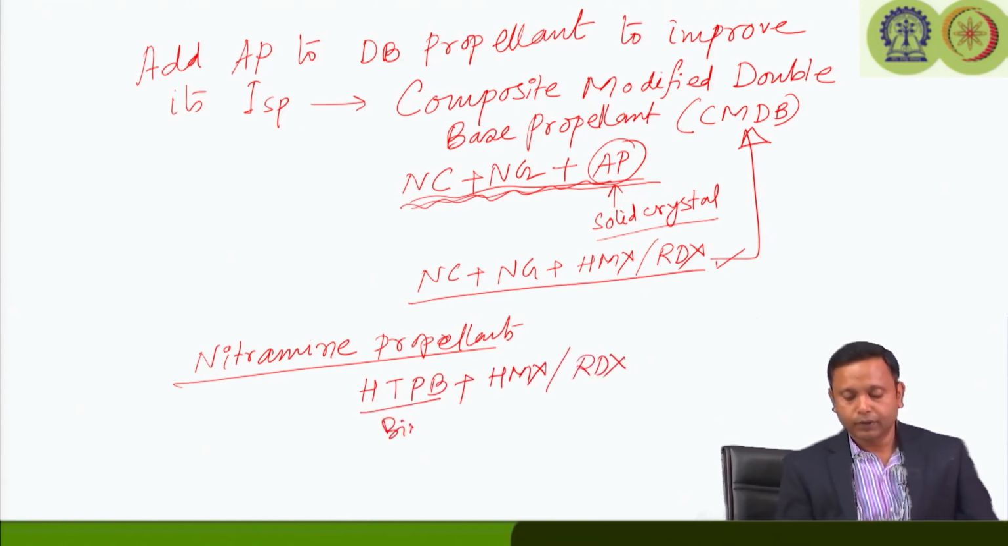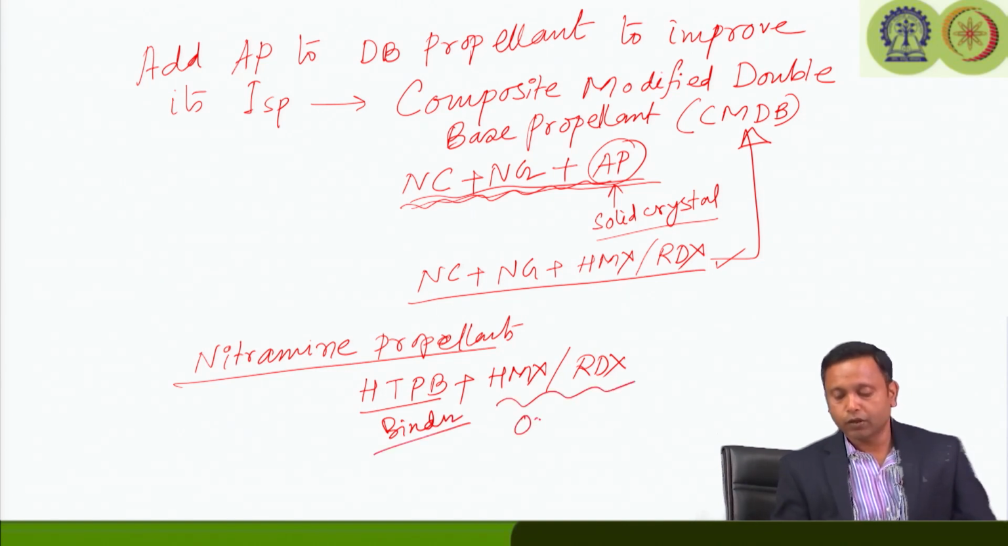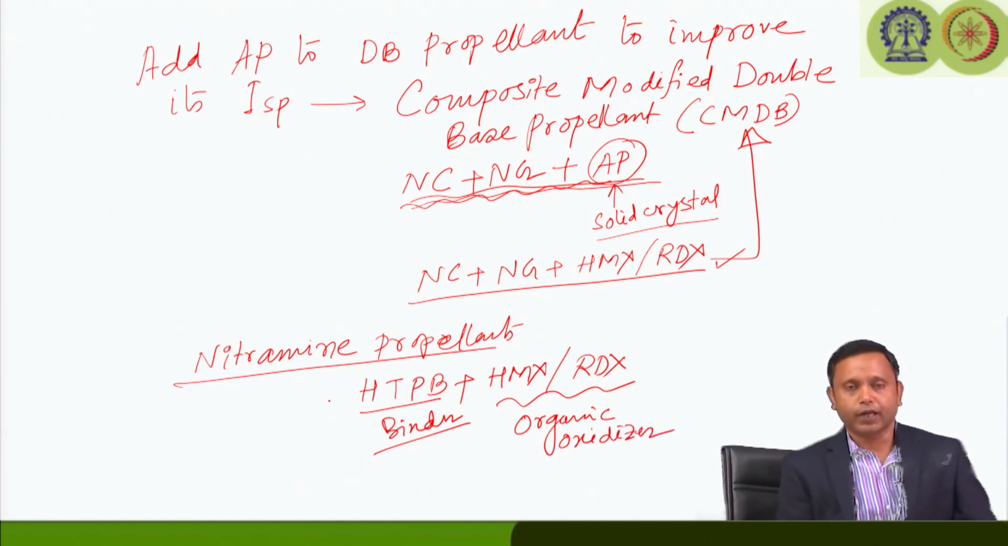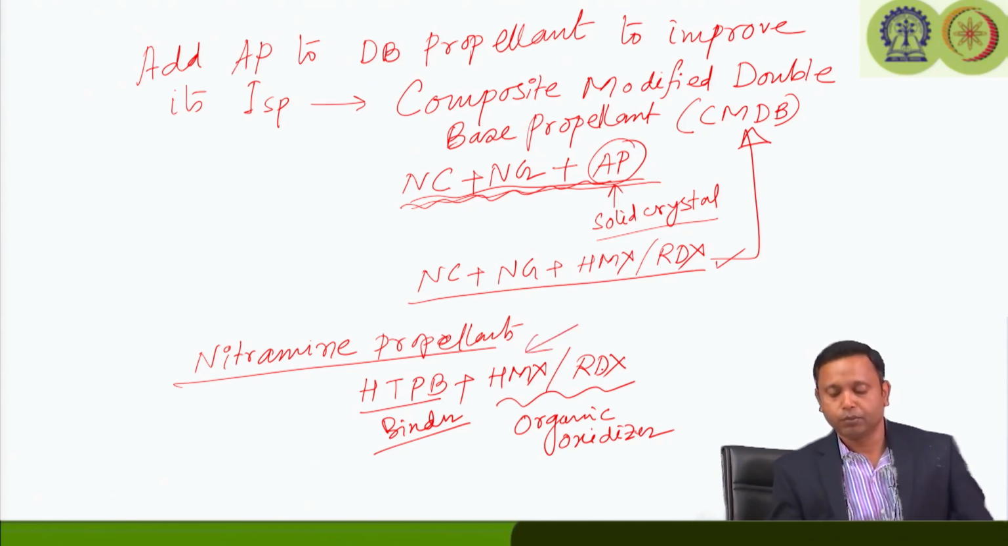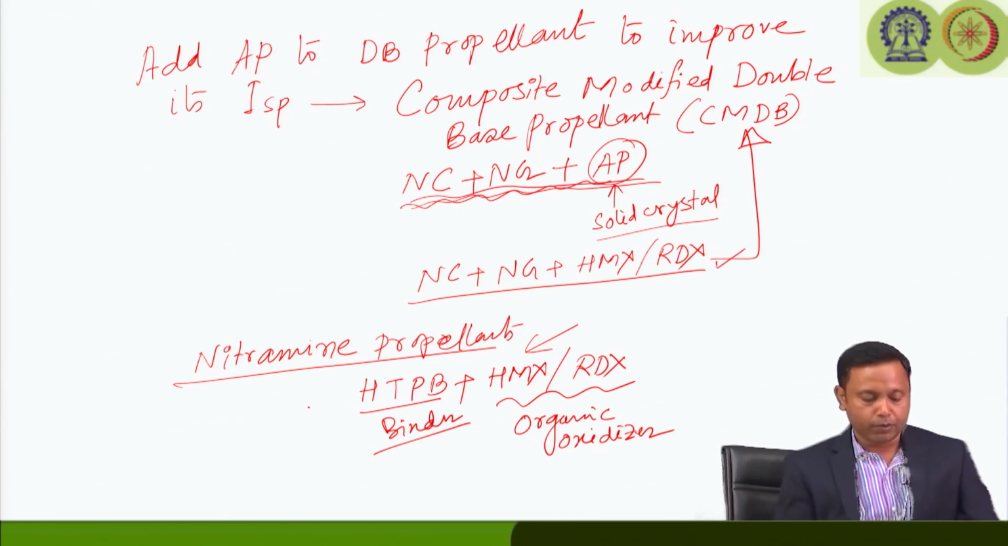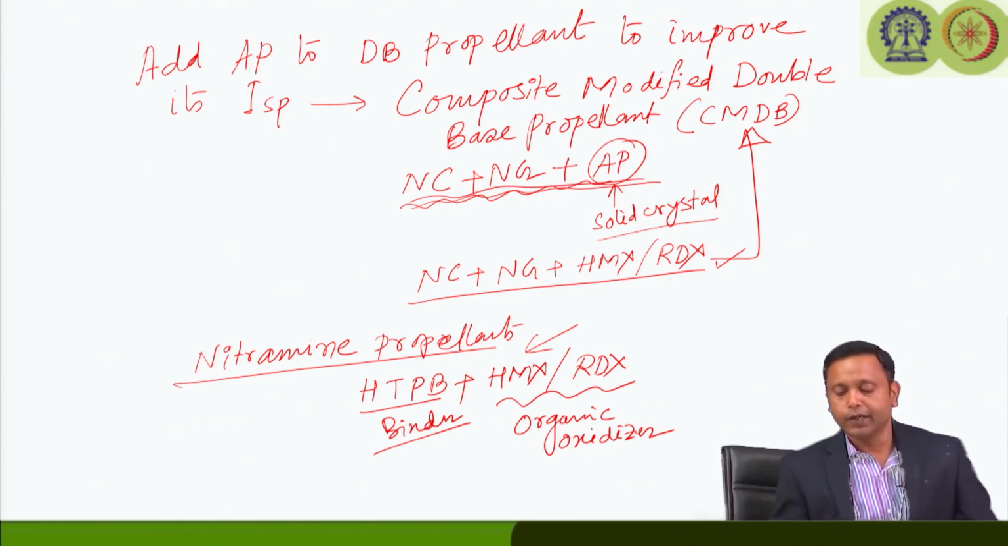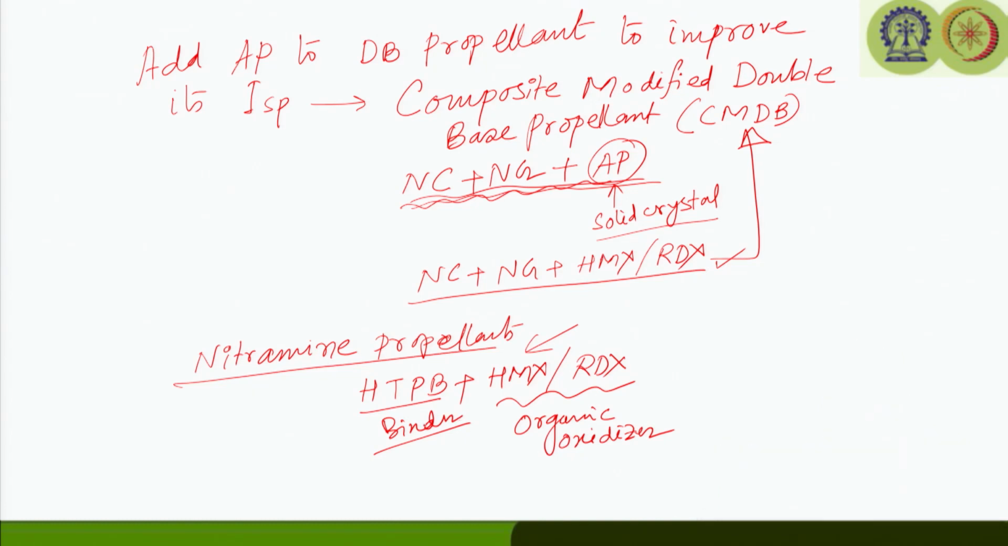So, some binder and any of the organic oxidizer, if they are added together, they are going to form the nitramine propellant. As we already know by now, the high-energy explosives HMX and RDX, which we already discussed in the previous class. This is cyclotetramethylene tetranitramine, HMX, and this is RDX, which is cyclotrimethylene trinitramine. Once we add these nitramine type of oxidizers to this binder, we are going to form the nitramine propellants.